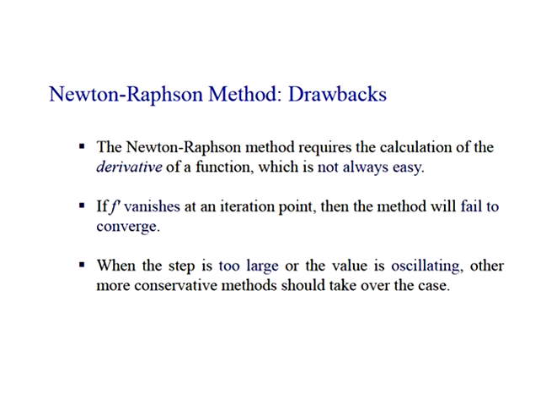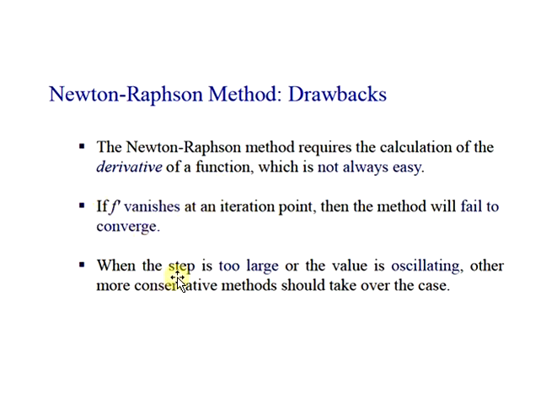As we discussed earlier, the Newton-Raphson method is much more efficient than some other methods like the bisection method, but it also has certain drawbacks. The first one is we need to calculate the derivative of the function, which is not always easy. The second thing is that if f dash, the derivative of the function at the x value, vanishes, that means if it is equal to 0, then the method will fail to converge. So you cannot get the answer.